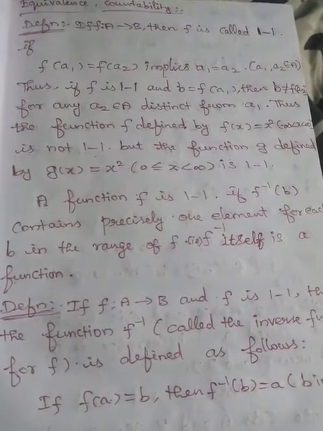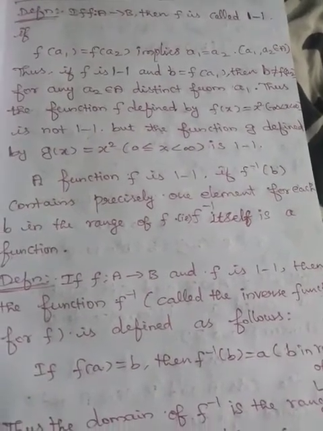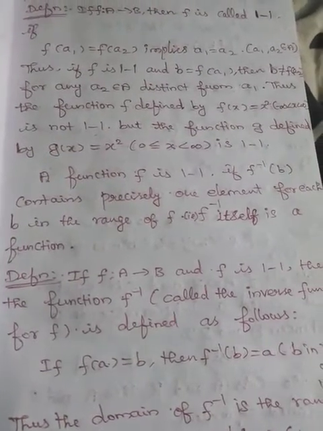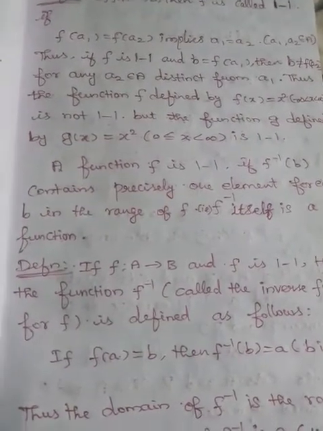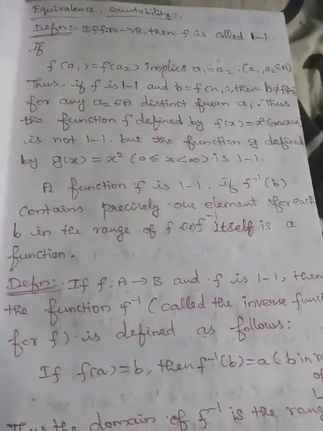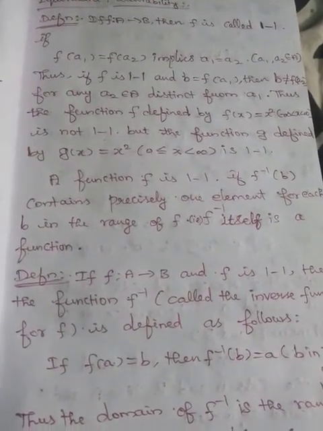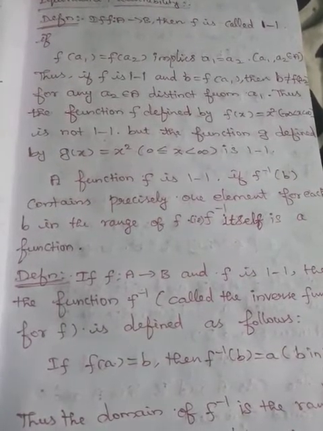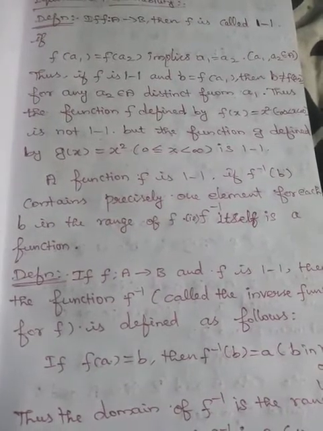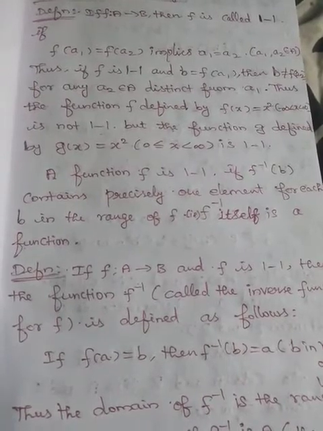Thus the function f defined by f of x equal to x square, minus infinity less than x less than infinity, is not 1 to 1, but the function g defined by g of x equal to x square, 0 is less than or equal to x is less than infinity, is 1 to 1. A function f is 1 to 1 if f inverse of b contains precisely one element for each b in the range of f, that is f inverse itself is a function.